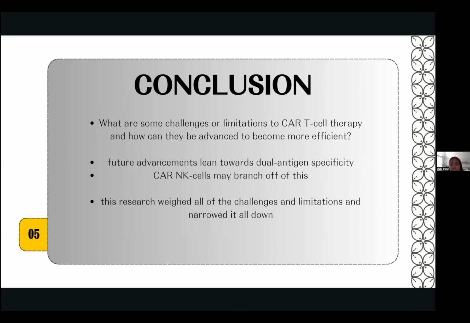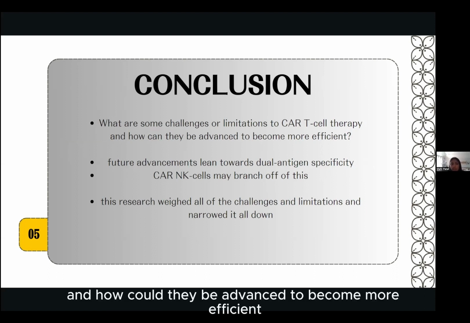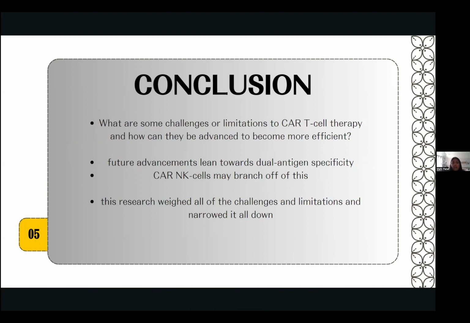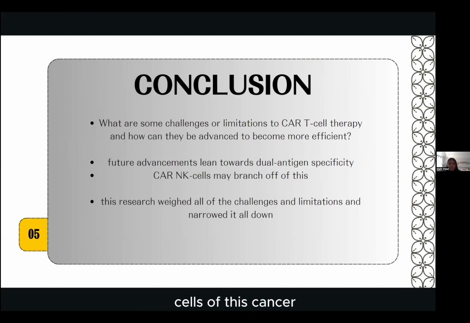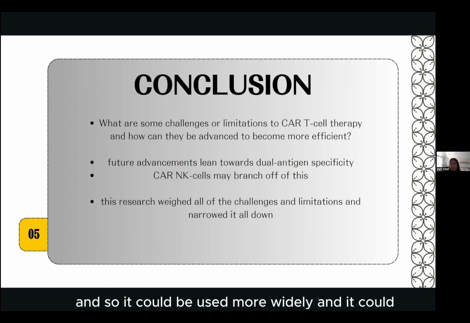So in conclusion, my research question was, what are some challenges or limitations of CAR T cell therapy and how could they be advanced to become more efficient? I found that future advancements lean more towards dual antigen specificity, which goes back to the limitation of how different antigens are found in different cells of this cancer. And this basically means that the CAR T cell therapy could target multiple antigens. And so it could be used more widely and it could work against different cancers.